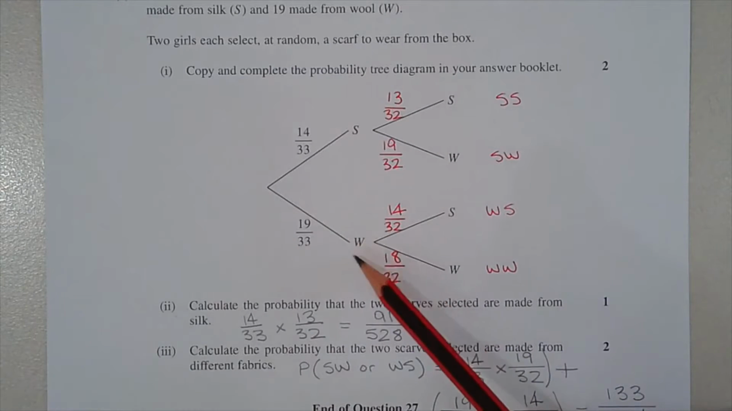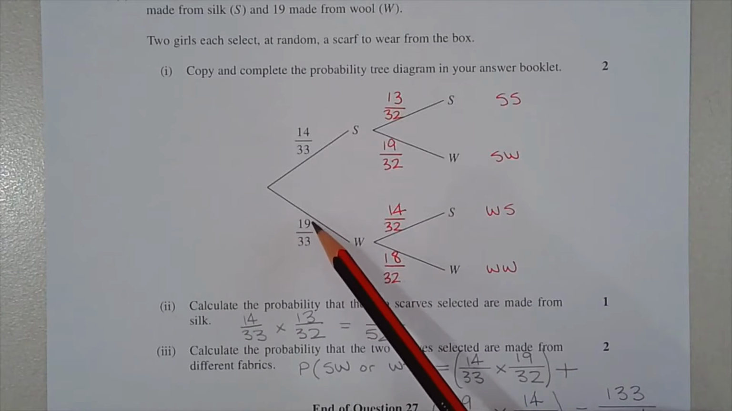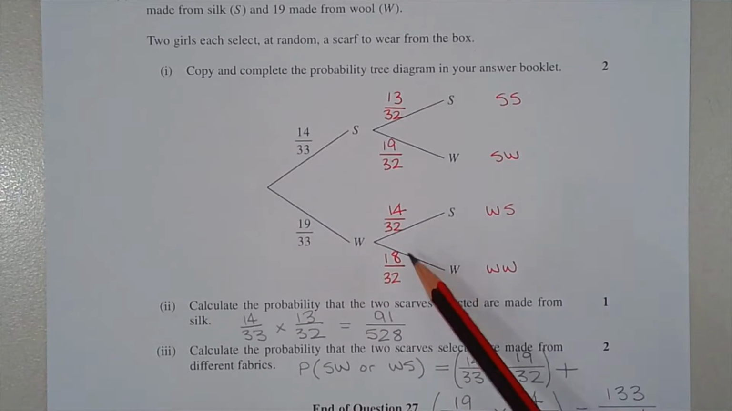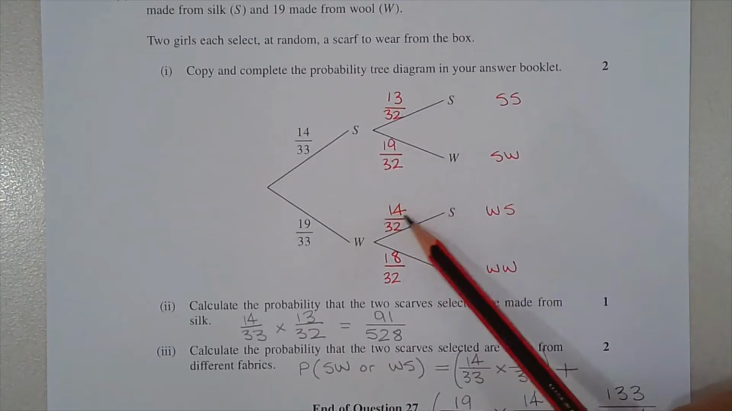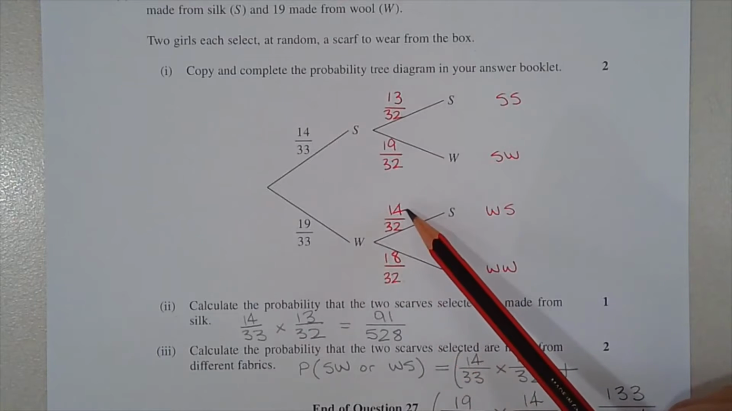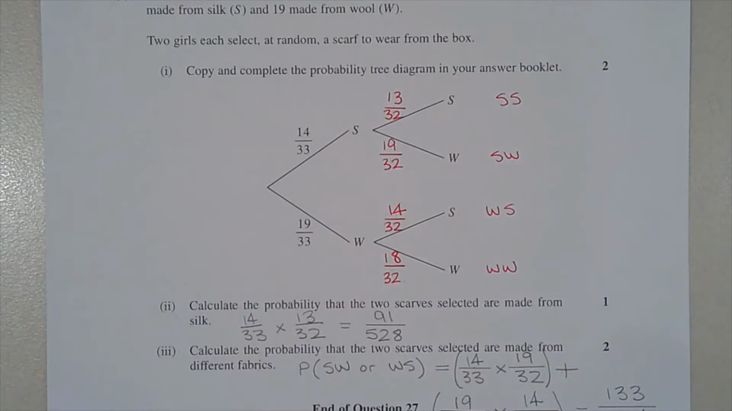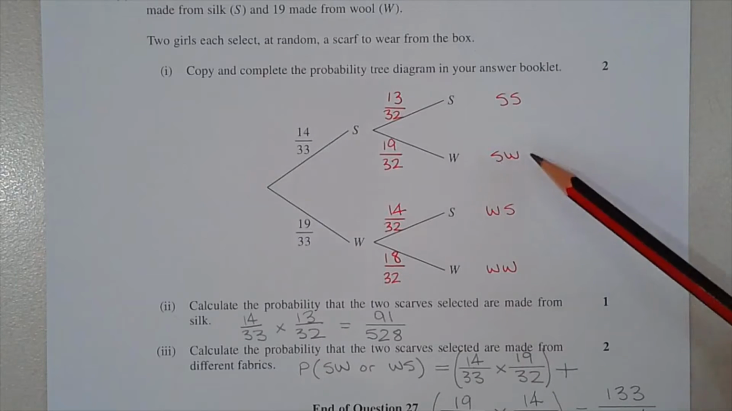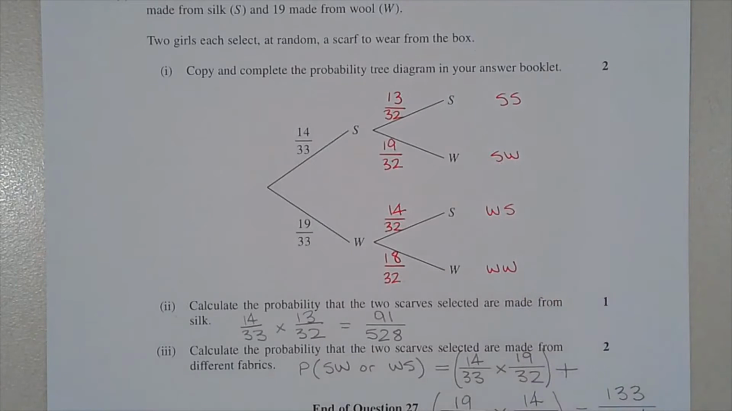If a wool scarf was chosen first, that'll deplete the number of wool scarves by 1. So if we're starting off with 19 wool scarves, a wool scarf is chosen, we're left with 18. And there's 14 silk scarves left to choose from as well, because the wool was chosen first, so there's still 14 silk scarves remaining. I've also listed the 4 outcomes. So at the end of this multi-stage experiment, we've got silk, silk, silk, wool, wool, silk, and wool, wool as our 4 outcomes.